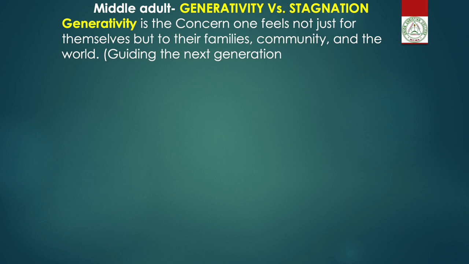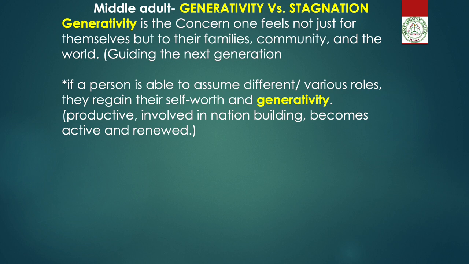Kumbaga dito sa generativity, you are not just in love with yourself, you are not just in love with your partner and your family, but you are also in love with the community, the society, and your country. Okay? So if a person is able to assume different roles in the community, kunwari, siya ay nanay. Aside from nanay, siya ay asawa. Siya ay president ng Parent-Teacher Association. Or siya ay isang officer ng TODA. Or siya ay isang member ng kooperatiba. Or siya ay member ng SISA. So, marami siyang mga roles na ginagampanan, not just in the family, but also around the community and the society.